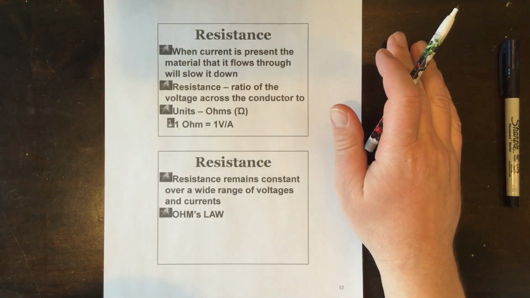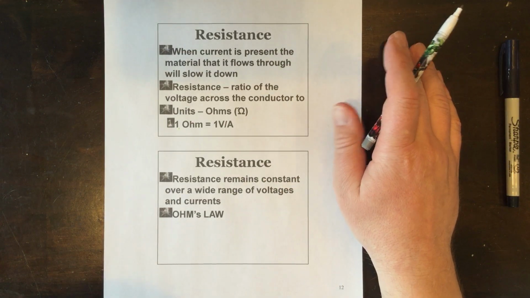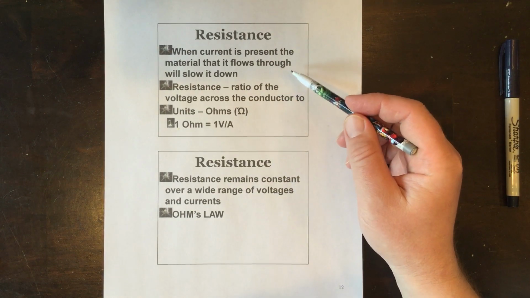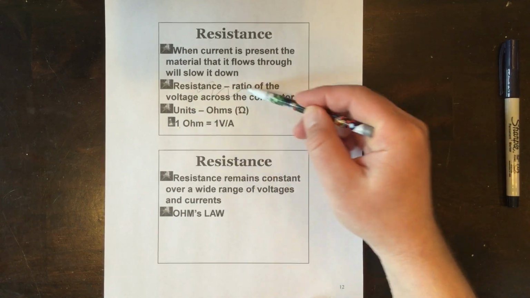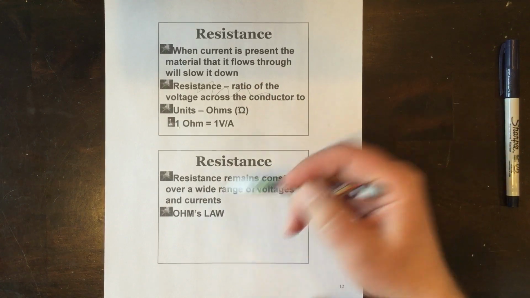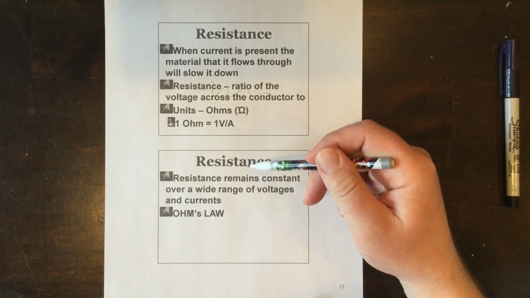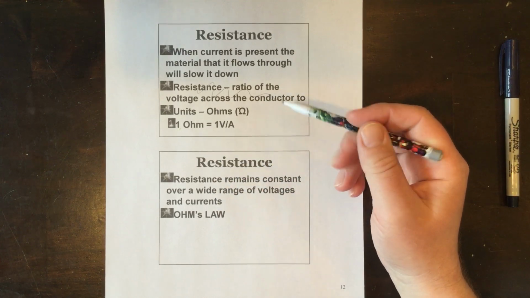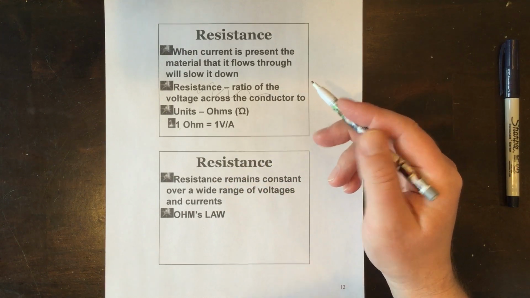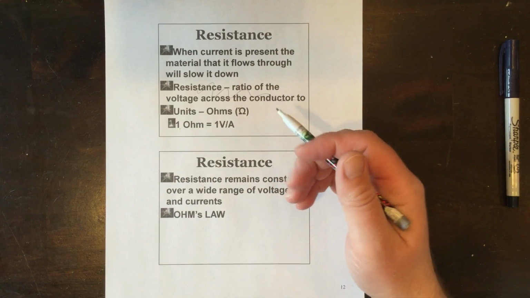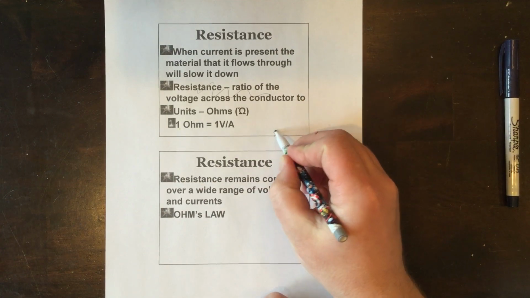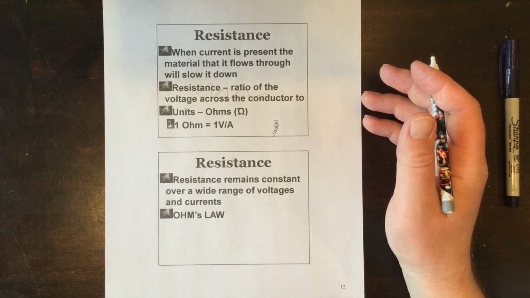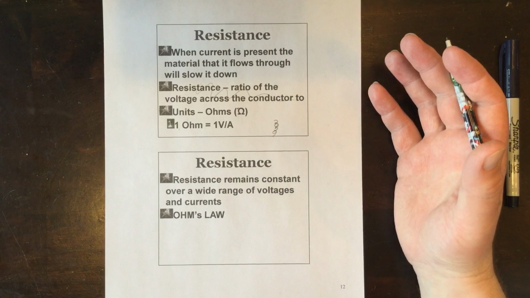Now here's my last thing on resistance. I already went over the units and all that. And it deals directly with Ohm's law. Resistance remains constant over a wide range of voltages and currents. If wires and stuff heat up, for example, why does the conventional light bulb light up? It has the little filament in it. It's because of resistance. When there's resistance, things heat up.